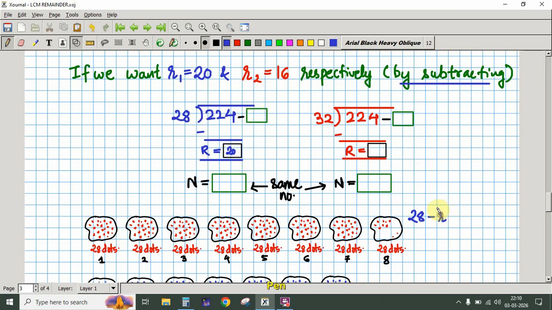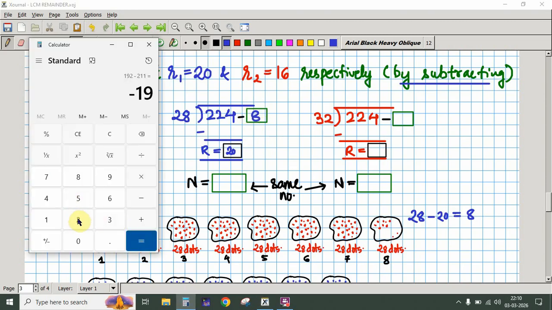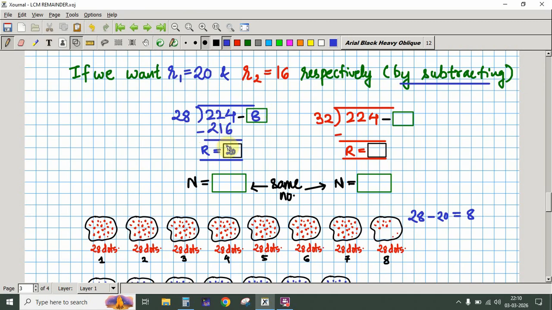So 8 will be removed. 8 are removed. So from the total 224, remove 8. So remove it. 216, 224 minus 8. 216, and remainder will be 20.